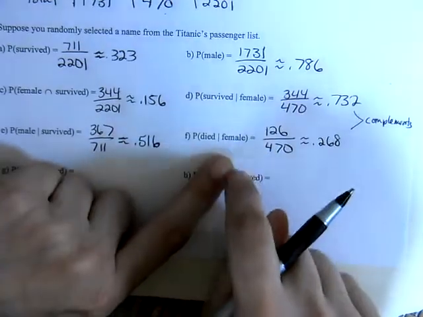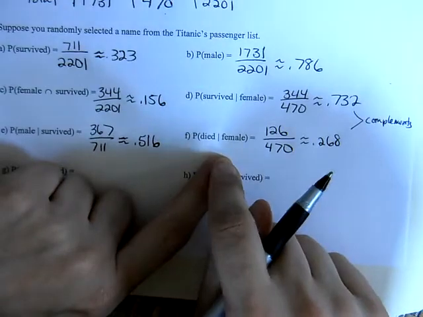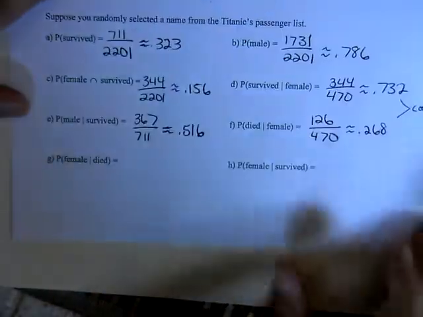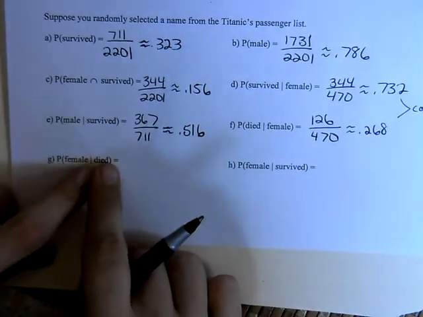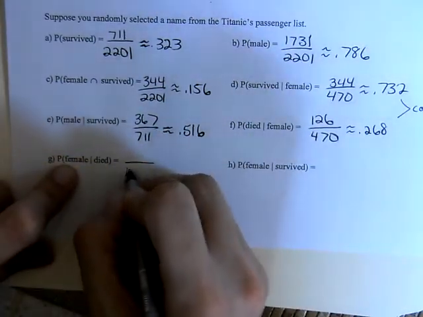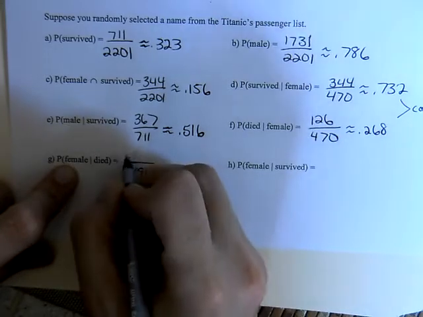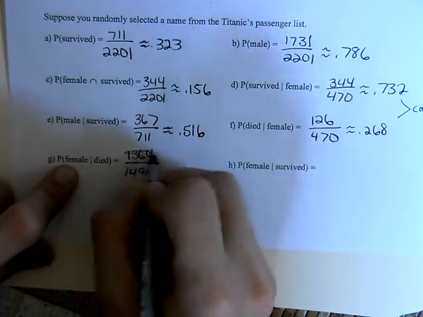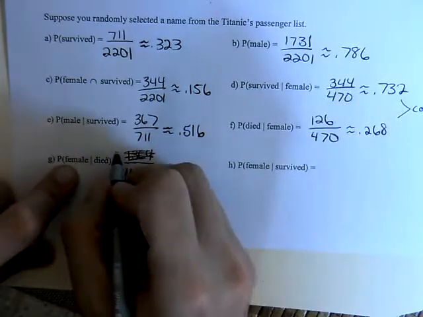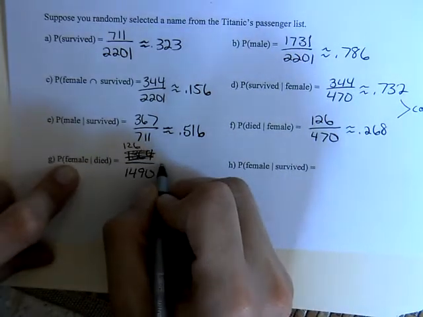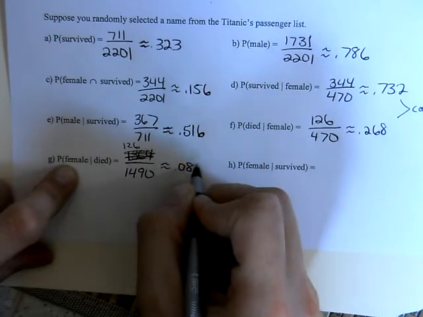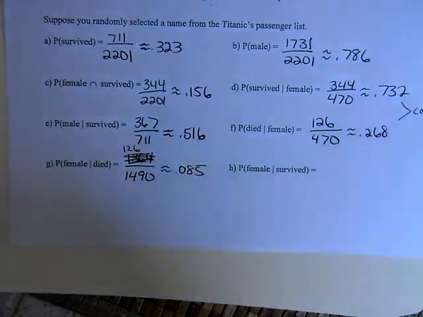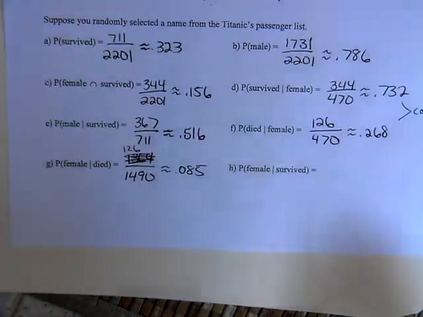because you're looking at the same column, right? One's the survived, one's the died. What's the probability given that they died, that they were female? So 1,490, 1,364. No, I looked at male. 126. About 8% of everybody that died was female. Again, because there were more male passengers anyway.